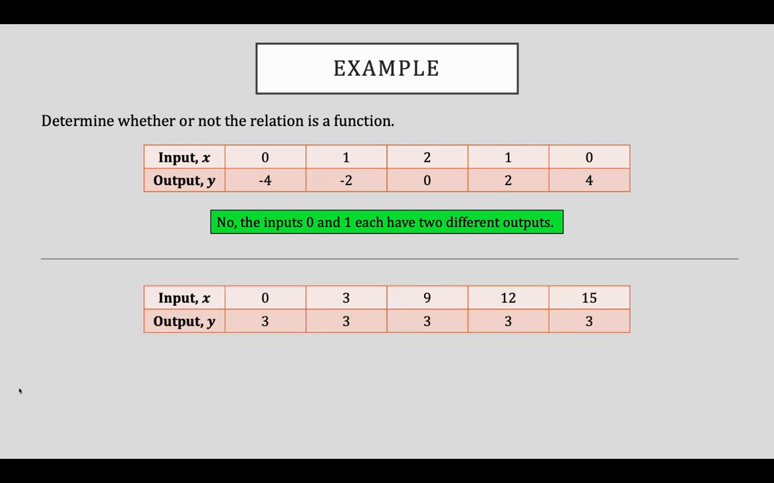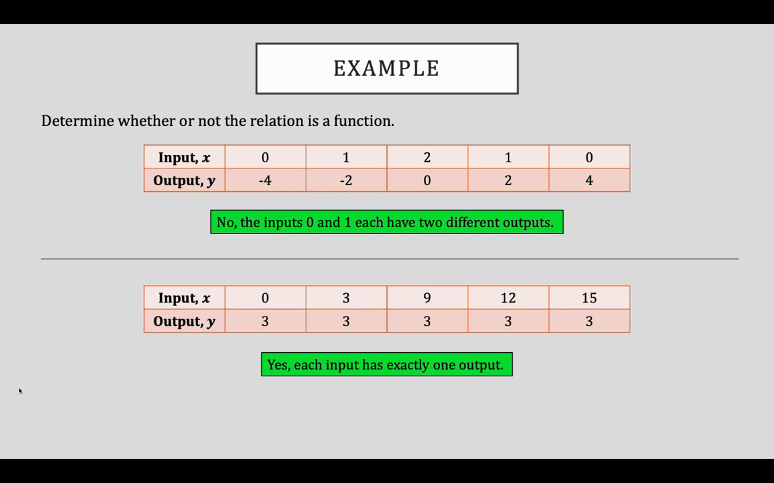All right, another table of values here. We have our inputs 0, 3, 9, 12, 15. The input 0 gives us an output of 3. Plugging in 3 gives us out 3. Plugging in 9 gives us out 3. Plugging in 12 gives us out 3. And plugging in 15 also gives us out 3. Is this one a function? Yes. All right. Even though the outputs are all exactly the same, each input has exactly one output.